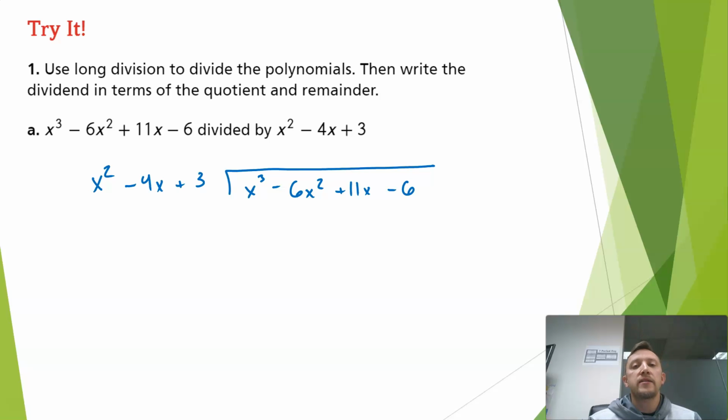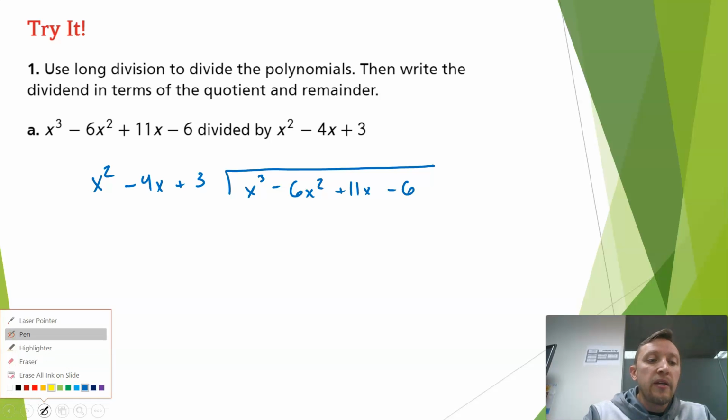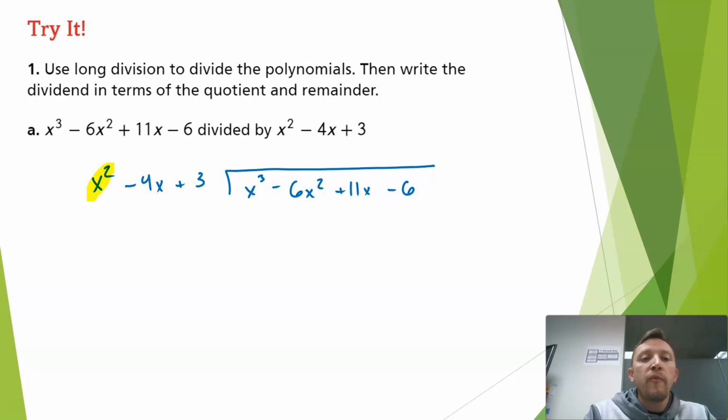All right, so let's see what you should do for this problem. I'm going to walk you through it. So again, our first step is you're going to look to see what would we multiply x squared by to get x cubed. Well, x times x squared would be x cubed. So we're just going to set up an x here.